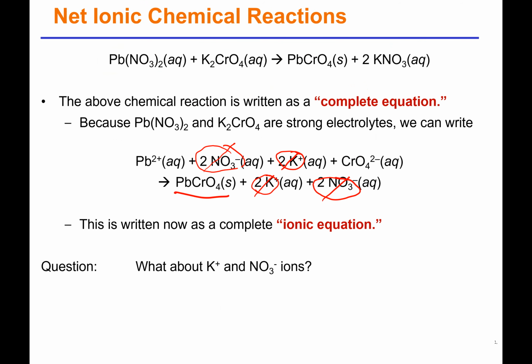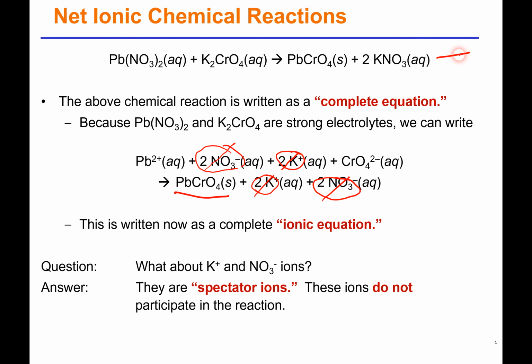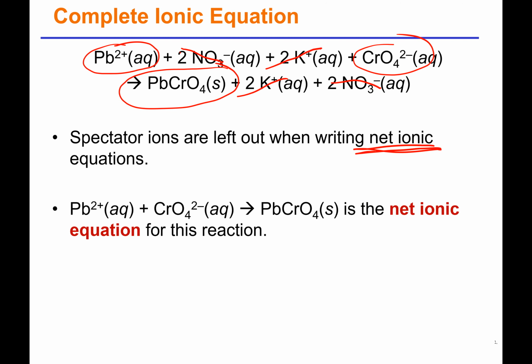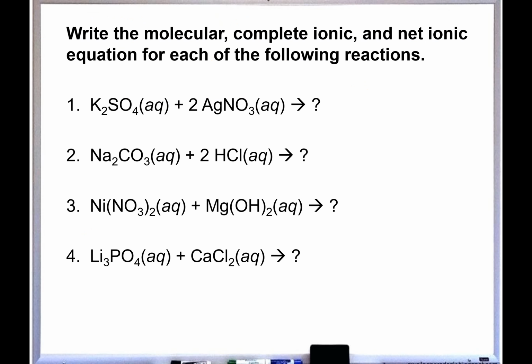So let's look at our terms again. So this is the complete equation, or the molecular equation. This is the ionic equation. And if I remove the spectator ions, that's the net ionic equation. Okay, so lead plus chromate giving me lead chromate, that's my net ionic equation.